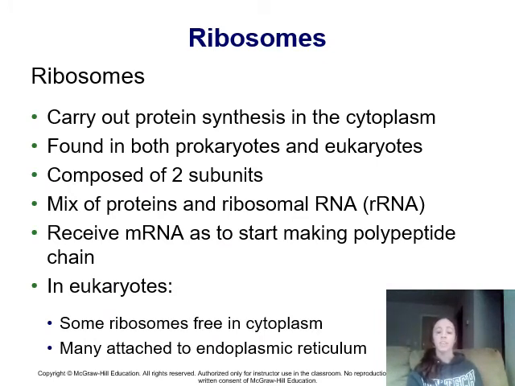So ribosomes carry out protein synthesis in the cytoplasm. So pretty much the formation of the proteins that are coded for in the DNA. As we discussed earlier, these can be found in both prokaryotes and eukaryotic cells. These are going to be composed of two subunits, one large and one small subunit. And ribosomes are going to be a mix of both proteins and ribosomal RNA. The ribosomes are going to receive the messenger RNA, where they are going to start making the protein. And in eukaryotes, there are going to be ribosomes free-floating within the cytoplasm, and then also attached to the rough endoplasmic reticulum.